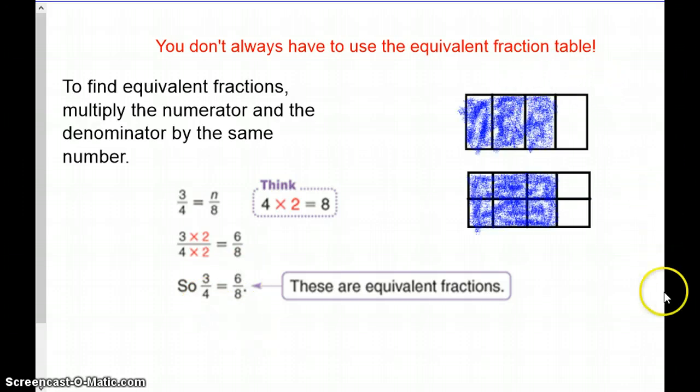So here's a visual to share that same information. So this whole has been broken up into fourths, and 3 of the fourths has been shaded. So this is a fraction of 3/4. Well, this whole has been broken up into eighths. 1, 2, 3, 4, 5, 6, 7, 8. And we have shaded 6 of the eighths. And so if you compare these two, we see that the same amount has been shaded. So that tells us that these fractions are equal, that indeed 3/4 is equal to 6/8.